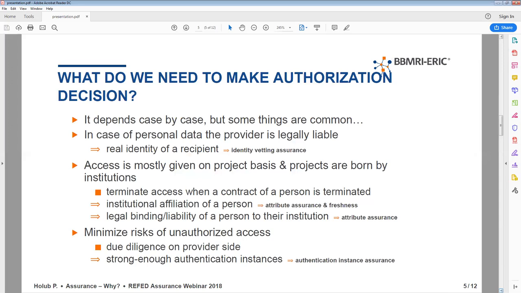And as the controllers of the data or access gateways, we also need to minimize risks associated with the access. So we need to minimize the risk of unauthorized access. It's more or less due diligence on the provider side, which translates, for instance, into secure enough authentication instances to be used, so that the likelihood of users' accounts being stolen is relatively small. So hereby, we also need authentication instance assurance.